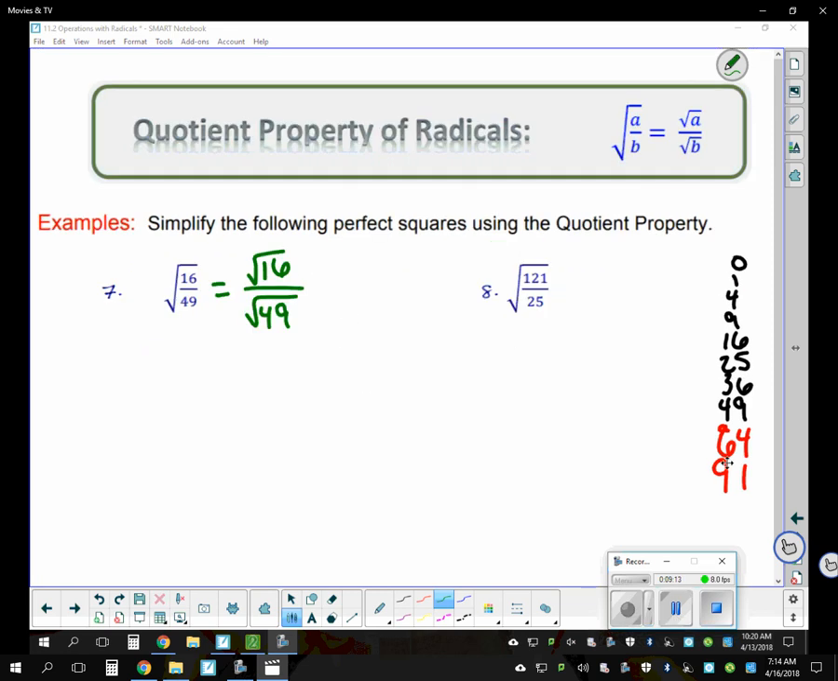There we go. 16 and 49 are in the list. That means those are perfect squares, so there's not going to be any radicals left. 4 and 7. That's your answer. Nothing else to do.